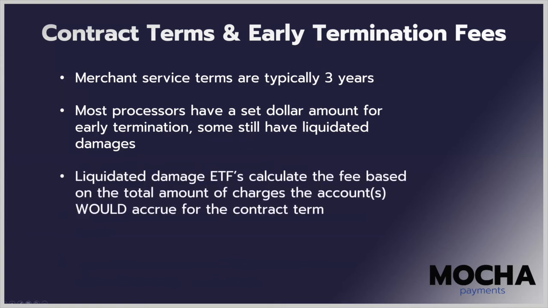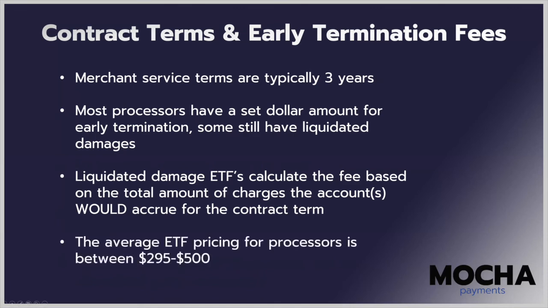Now, we've already talked about this. The ETF's liquidated damages is calculated based on the fees, total charges that would accrue for the contract term, but a set dollar amount that you should see with a standard merchant processing agreement is usually between $295, around $300 to $500 per merchant ID if you need to cancel that 3-year agreement early. So again, keep an eye on it, look for that set dollar amount, and just steer clear of anything that talks about liquidated damages.